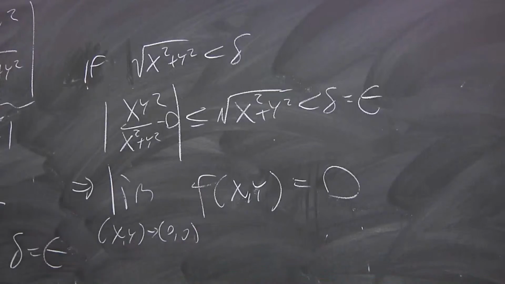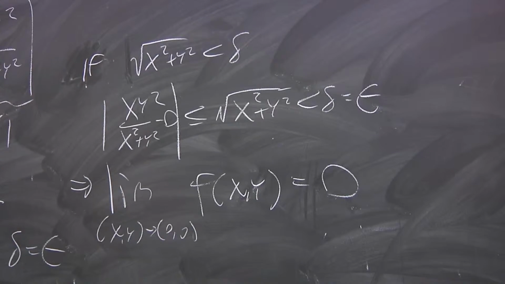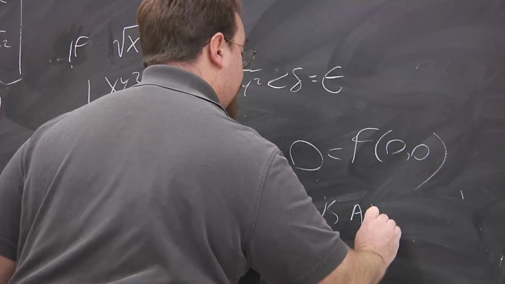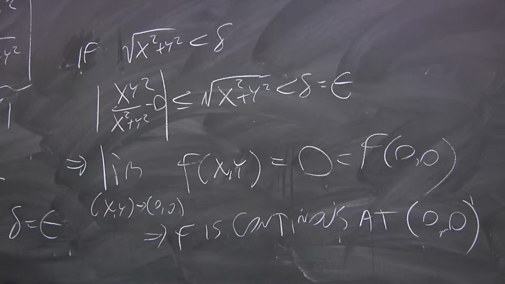Therefore, the limit of this function as x and y go to 0, 0 actually is 0, which is also the function value that we defined. So f is continuous at 0, 0. We already said it's continuous everywhere else, so this function actually is continuous everywhere.